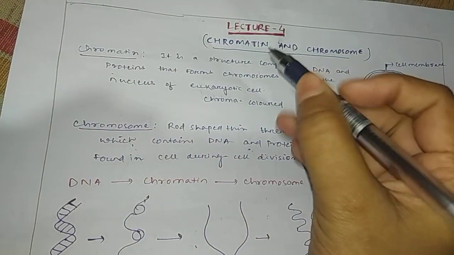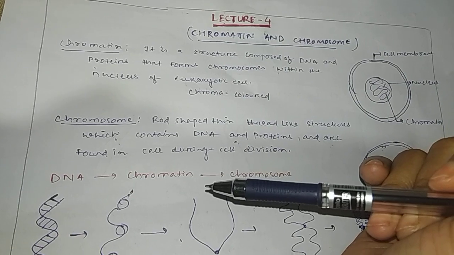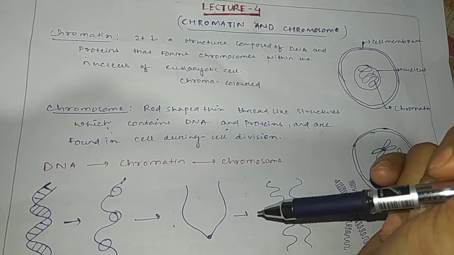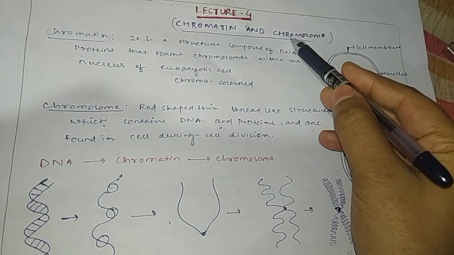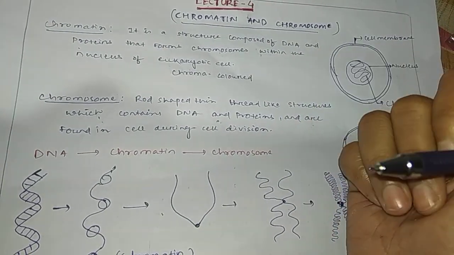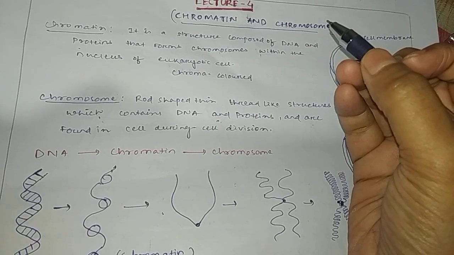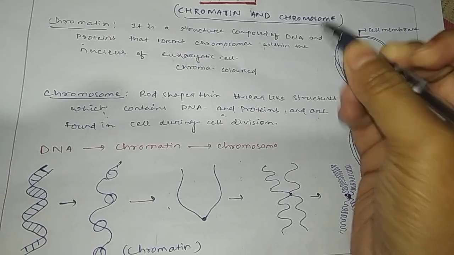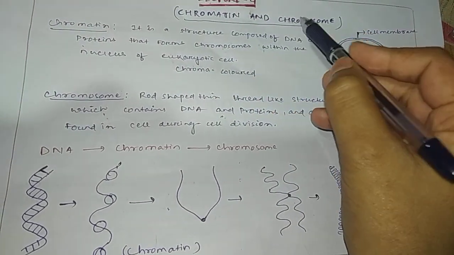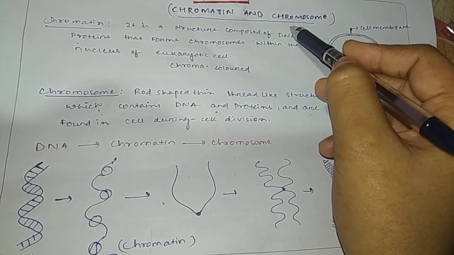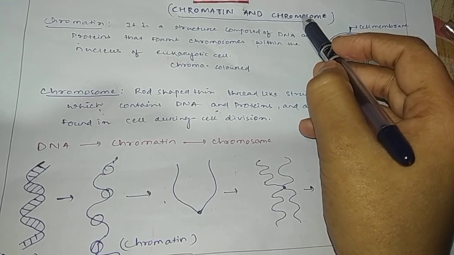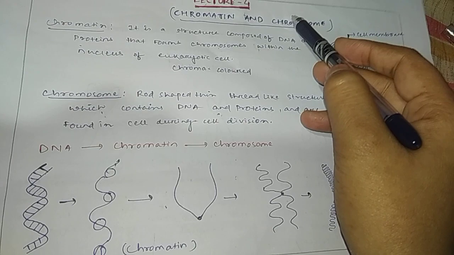Hello everyone, this is lecture number 4 and here we will be discussing chromatin and chromosome. I think you have heard about the term chromosome, and chromatin might be a new term for you. So today we will be discussing what chromatin is and what a chromosome is, and when each is found in the cell. Chromatin is found in the nucleus, and chromosome is found in the nucleus, but not all the time, only when the cell starts dividing, then the chromosome forms.